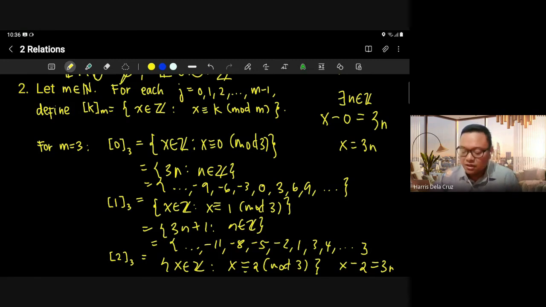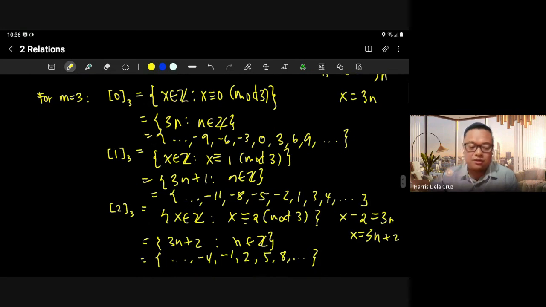Okay. So, as you can see, here in our computations, yung mga element natin na 0 bracket 3, 1 bracket 3, tsaka 2 bracket 3, walang common sa kanila. Walang common element, di ba? Yung 9, makikita mo lang siya sa 0 bracket 3. Wala siya sa 1 bracket 3, wala siya sa 2 bracket 3. Nandun lang siya sa 0 bracket 3. Ganon din yung negative 8. Nandun lang siya sa 1. Yung 5, nandun lang siya sa 2.